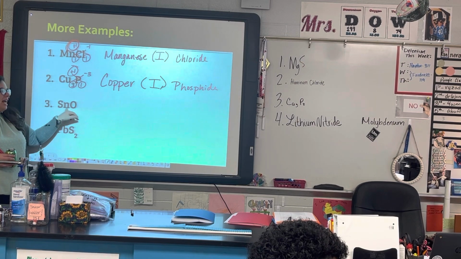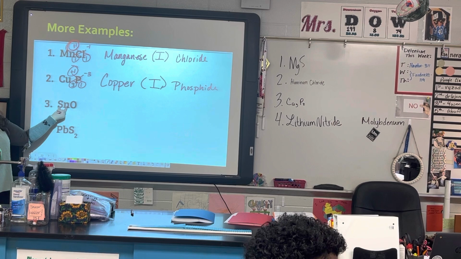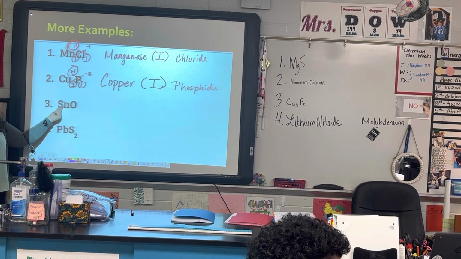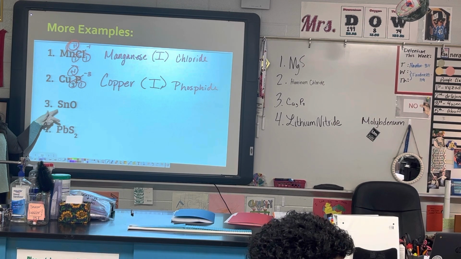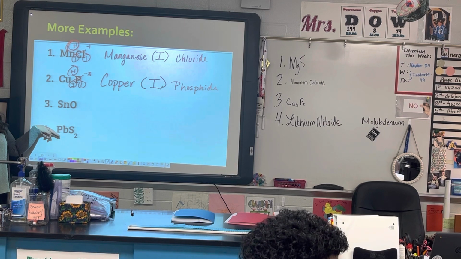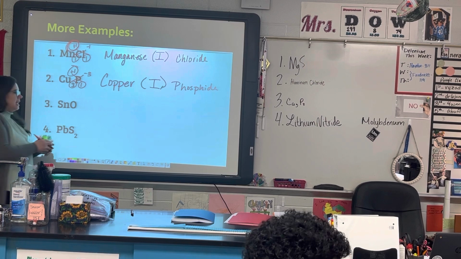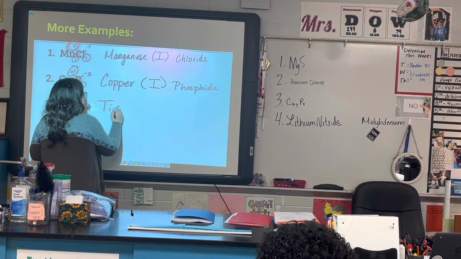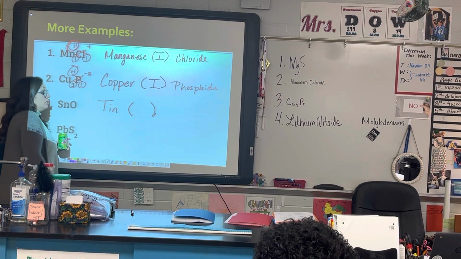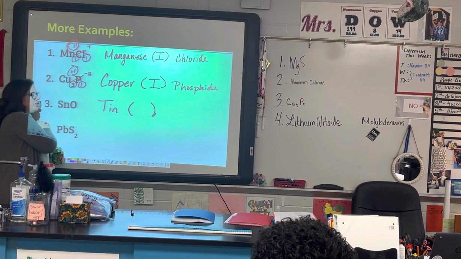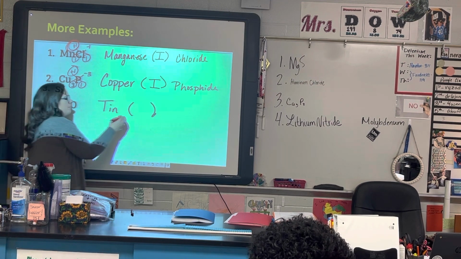Alright, so my next one, Sn and O. So remember, Sn and Pb are at the bottom of group 14. They're those 2 elements that act like transition metals. Alright, so what is Sn? What element? Tin. So we got our charge here. And what's oxygen going to become? Oxide.